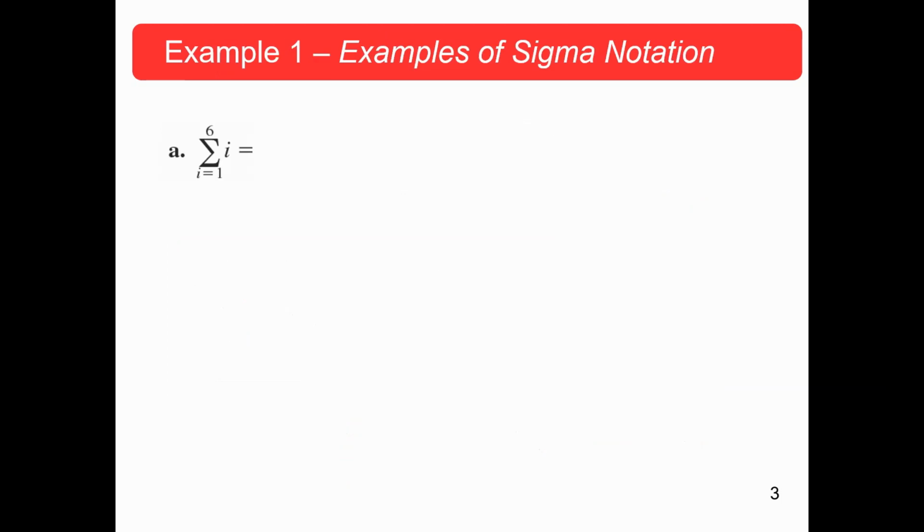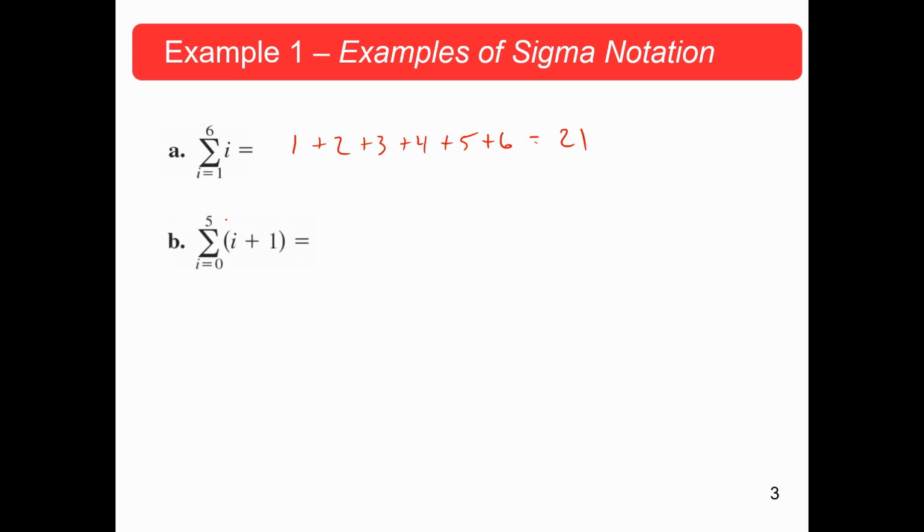Our first example, we've got from 1 to 6. So we say, well, i becomes 1, then i becomes 2, then 3, then 4, then 5, then 6, and we stop and we just add all these things up together. So 3 plus 3 is 6, plus 4 is 10, 15, 21. That's all there is to it.